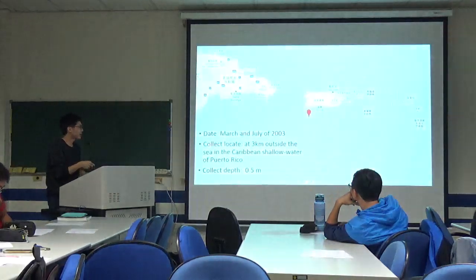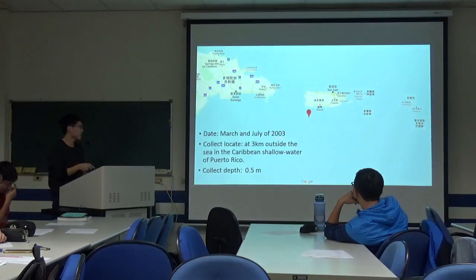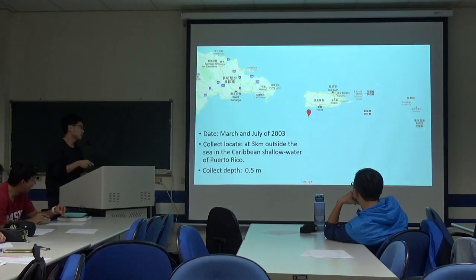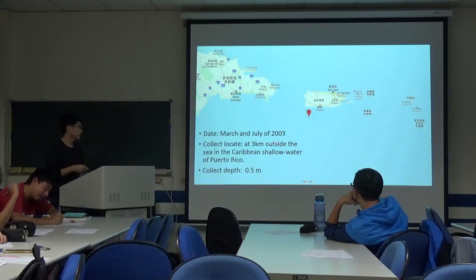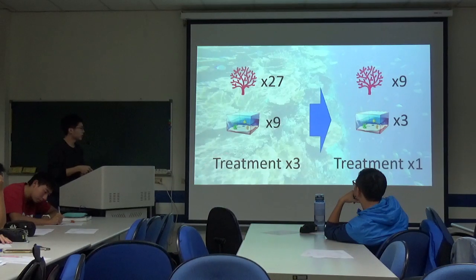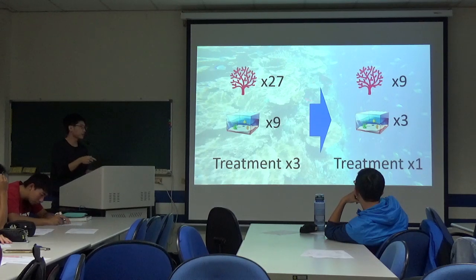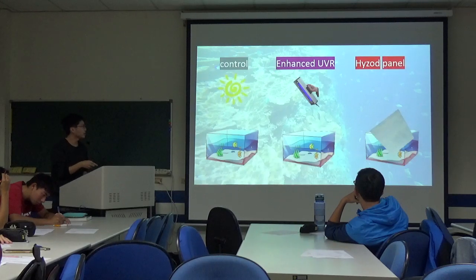Method. We conducted the experiment between March and July in 2003. Our collection location is 3 kilometers offshore in the Caribbean shallow water of Puerto Rico, at a collection depth of 0.5 meters. In the experiment, we have 27 corals, 9 aquariums, and 3 treatments. So for one treatment, we have 9 corals and 3 aquariums.